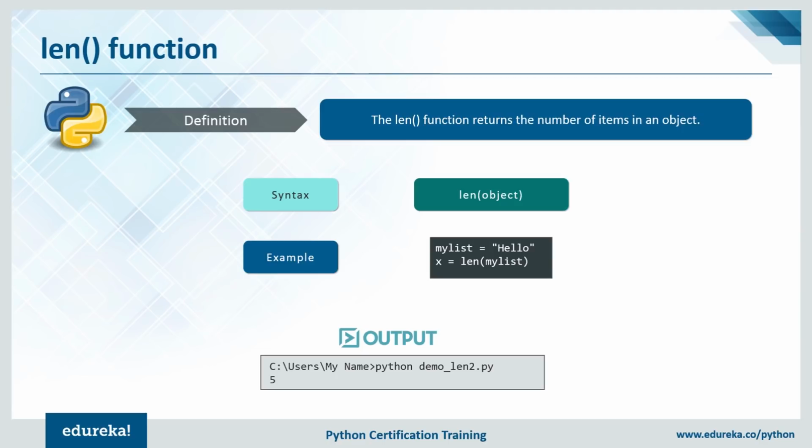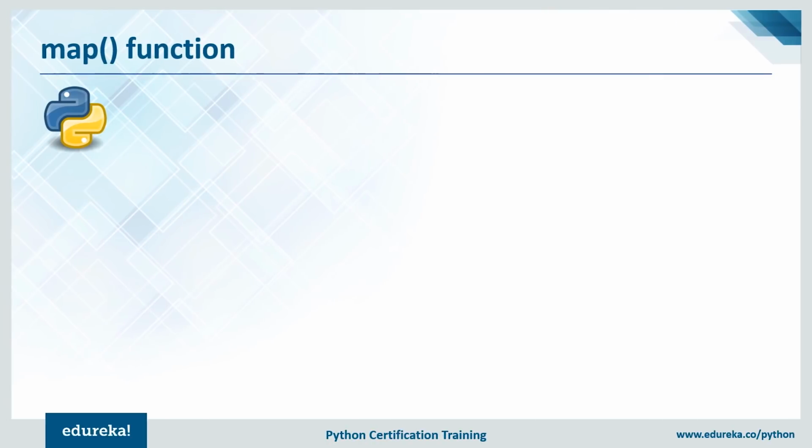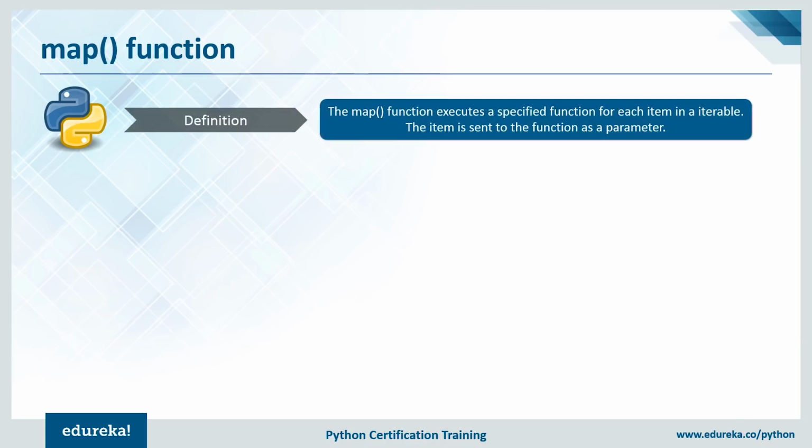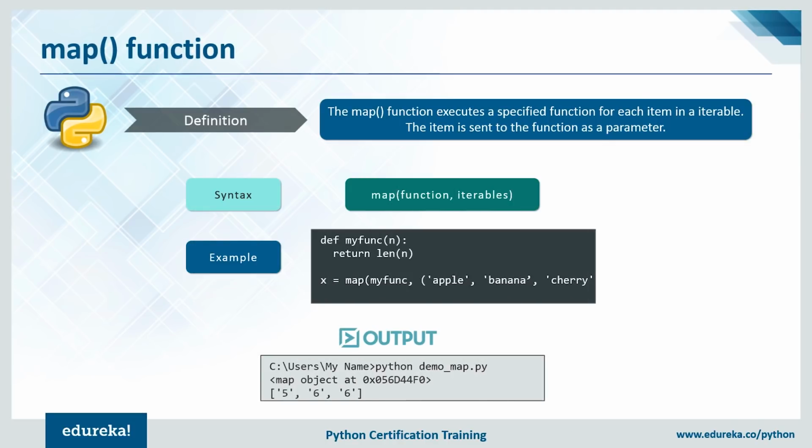Well, length function done. Guys, the next function I have for you is the map function. Can you quickly take a guess on what the map function actually does? Guys, the map function executes a specified function for each item in an iterable sequence. This tells us that the item is sent to the function as a parameter, right? So we need to know what we are actually doing here. Check out the syntax. map is the keyword, and we have 2 parameters, function and iterable, guys.